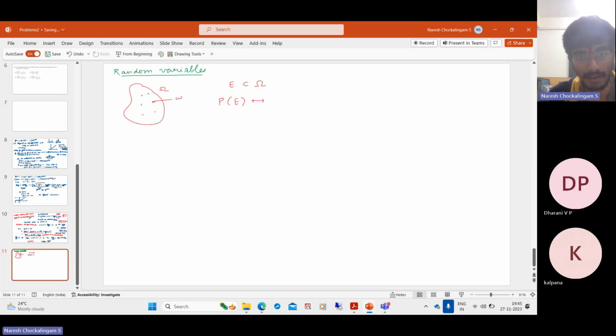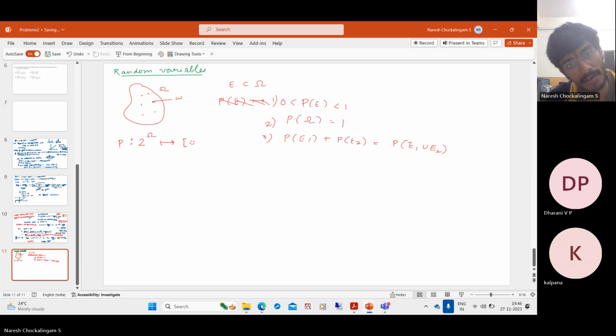And that probability has to satisfy certain conditions. One is it lies between 0 and 1. Then the probability of the sample space is equal to 1. And for disjoint events, probability of E1 plus probability of E2 is equal to probability of E1 union E2. So these were the three basic conditions that the probability had to satisfy. So probability we defined as a function from the power set of the sample space to the real interval 0 to 1. So this was the basic thing.